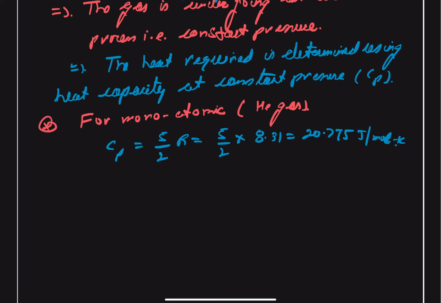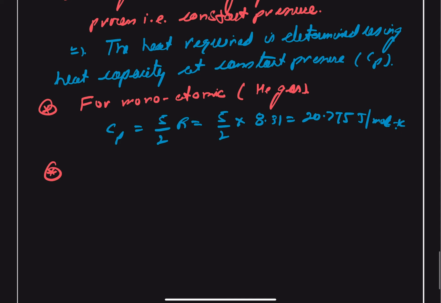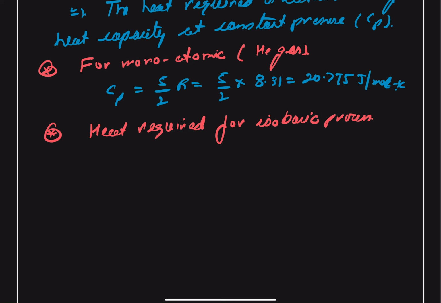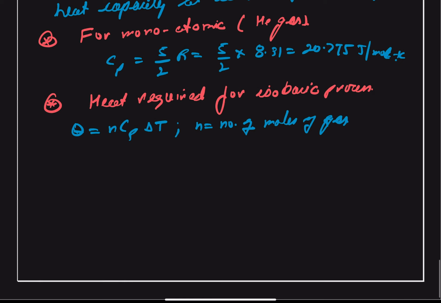Now we are going to find out the heat required under the isobaric process. We can say the heat required for an isobaric process, which is our Q, is n multiplied by Cp multiplied by delta T, where n is the number of moles of gas, Cp we already know, and delta T is the change in temperature.